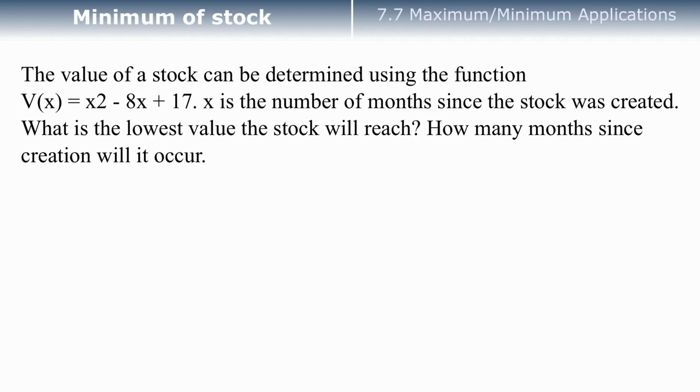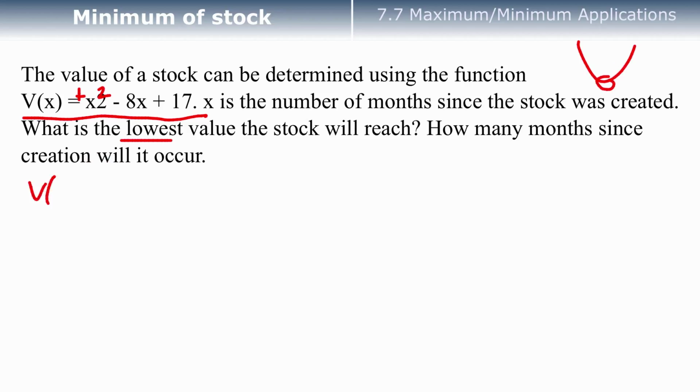So here's some questions. The value of a stock can be determined with this function there. That should be a squared up there. Where x is the number of months since the stock was created, and then v of x is what the value of the stock is. So the question is, when is it going to get to be the lowest number? So it's x squared minus 8x. Since it's positive x squared, I know it looks like this. So I'm looking for that lowest number. I'm looking for the vertex.